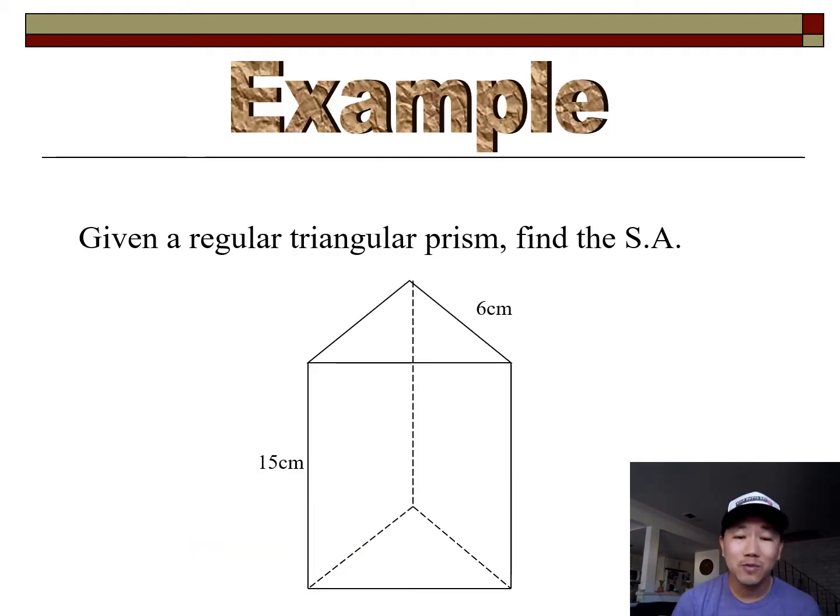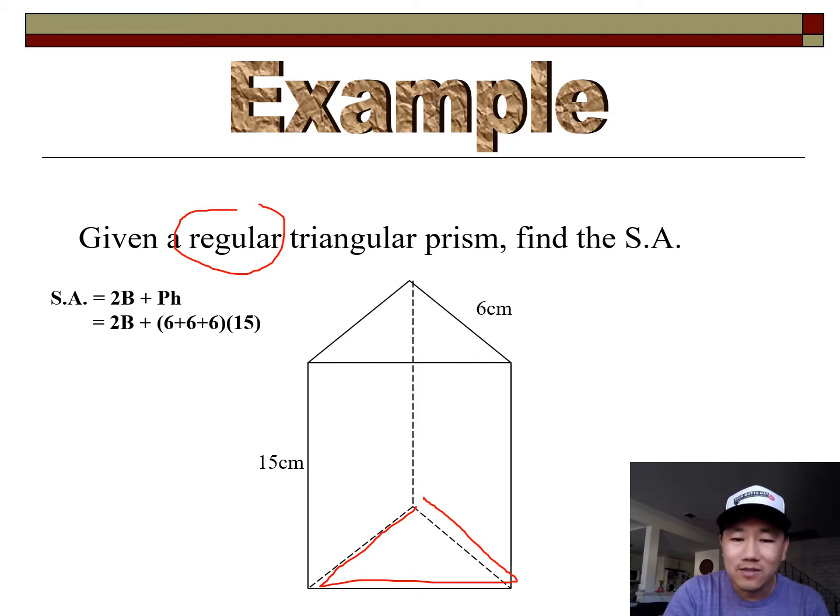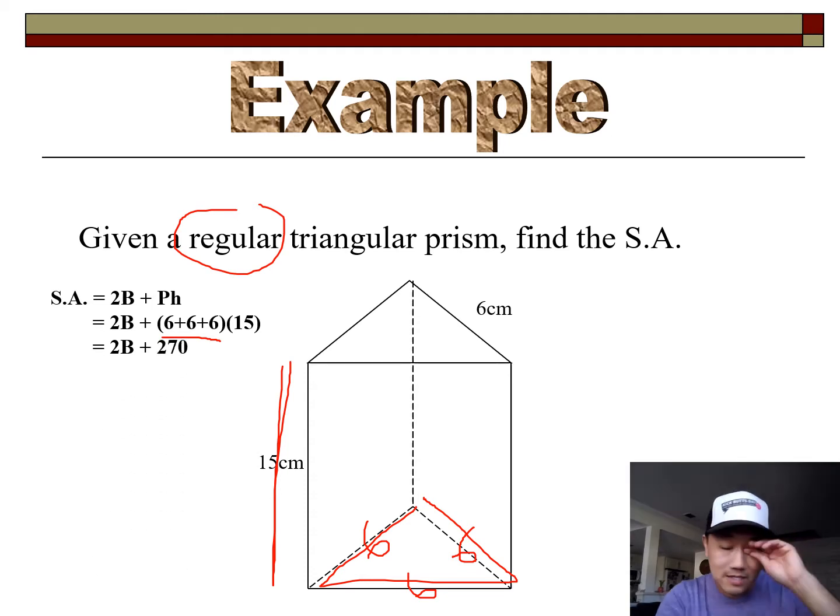Let's do another one. This one is a triangular prism. Let's go ahead and find the surface area. There's the formula, 2B plus PH. The perimeter is actually pretty easy to find. The perimeter is just the distance around the bottom. And because it is a regular triangular prism, all the sides are the same. So it is 6, 6, and 6. That's how you get the perimeter. And then the height is the distance from one base to the other, 15. That gives us 270.